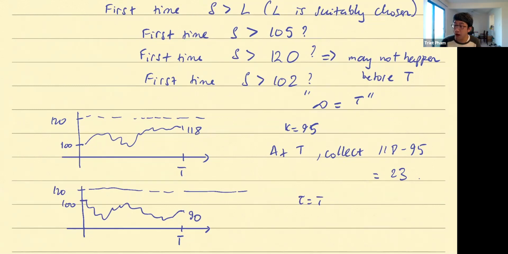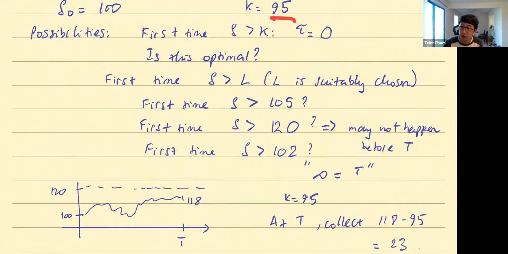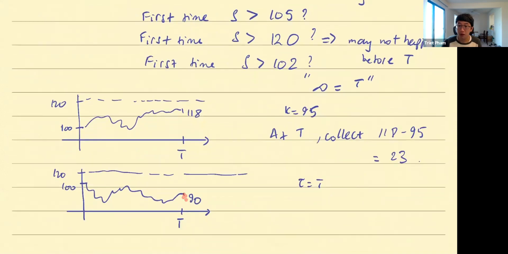Do you see why? Because if I just exercise here, what do I collect? With k equals 95, 0. But that's the same thing as I never exercised, right? So basically, to make everything easy, right?